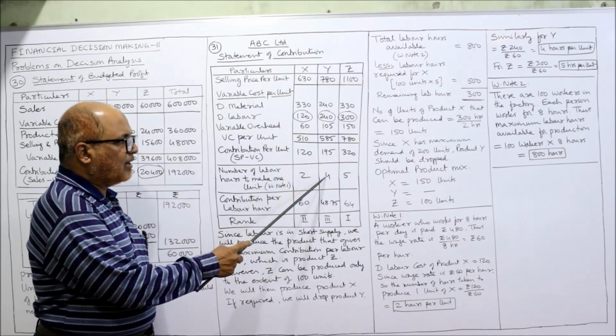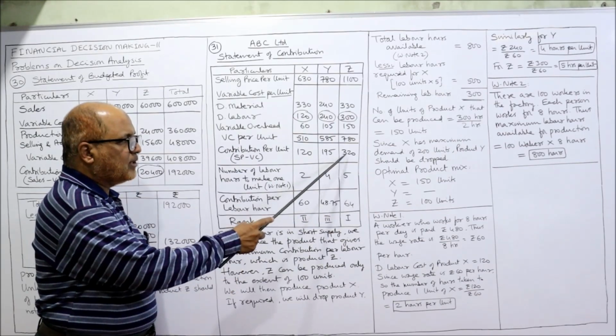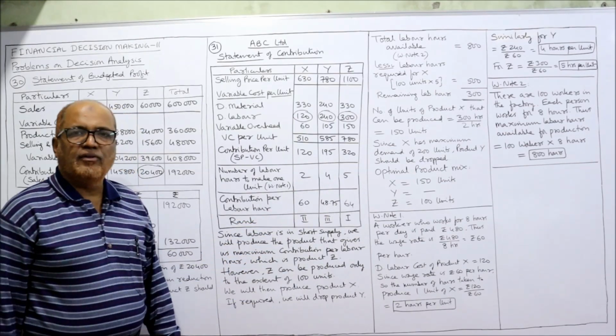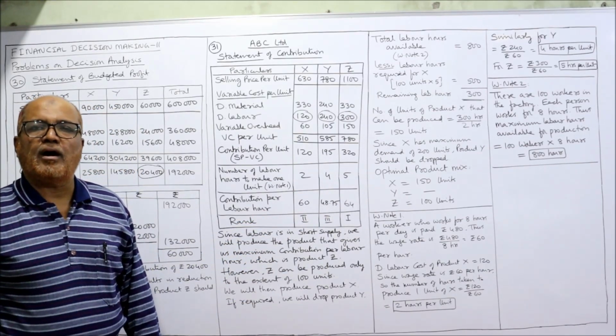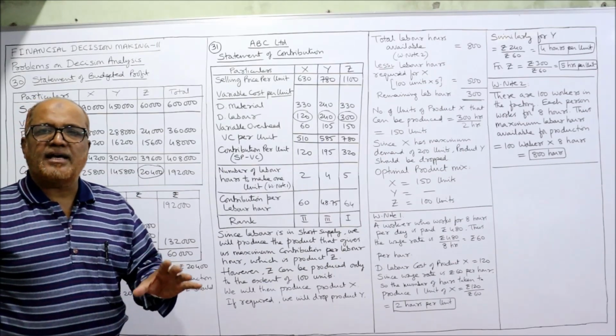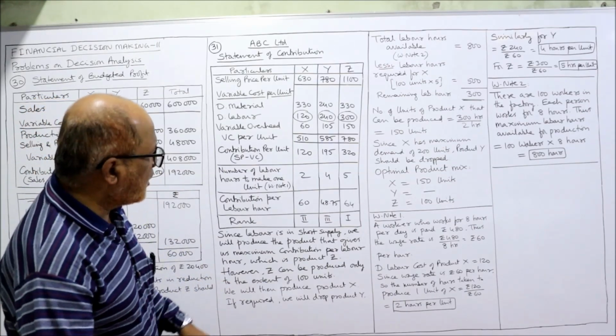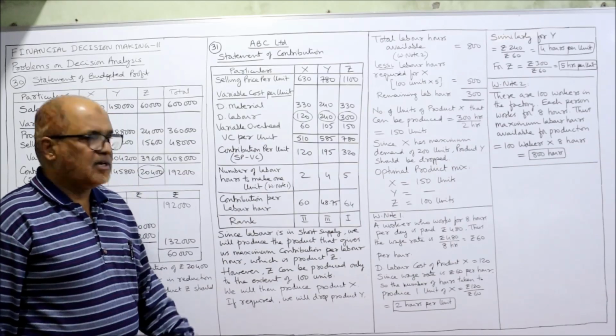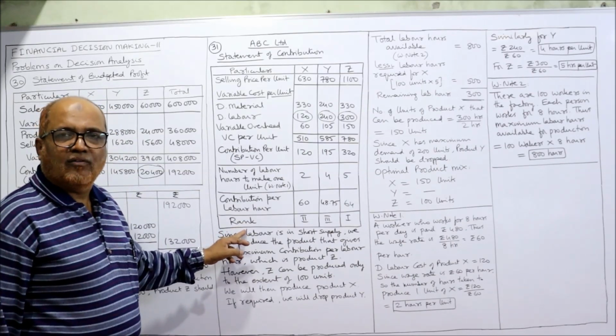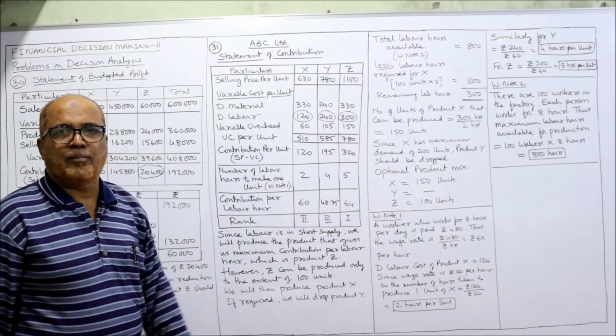Similarly 195 divided by 4, 48.5. 320 divided by 5, 64. We got contribution per hour. So which product has more contribution per hour? 64 is the highest. So we give the ranking. The first rank should be given to Z product.